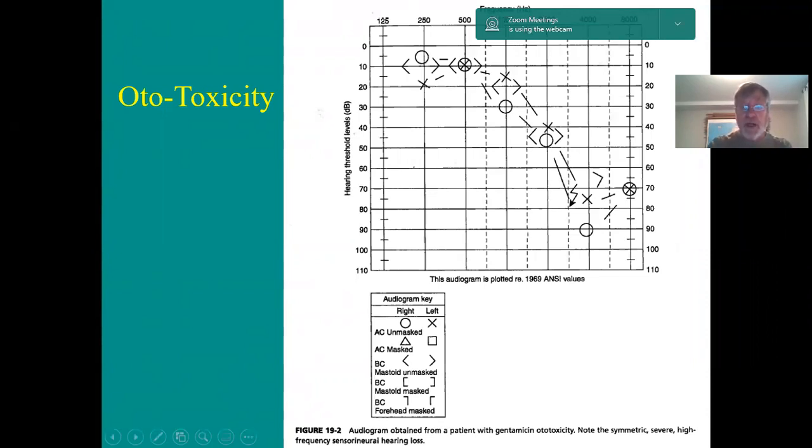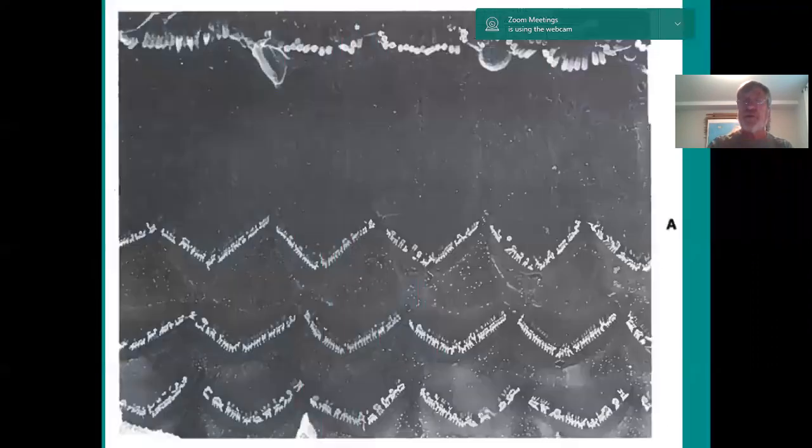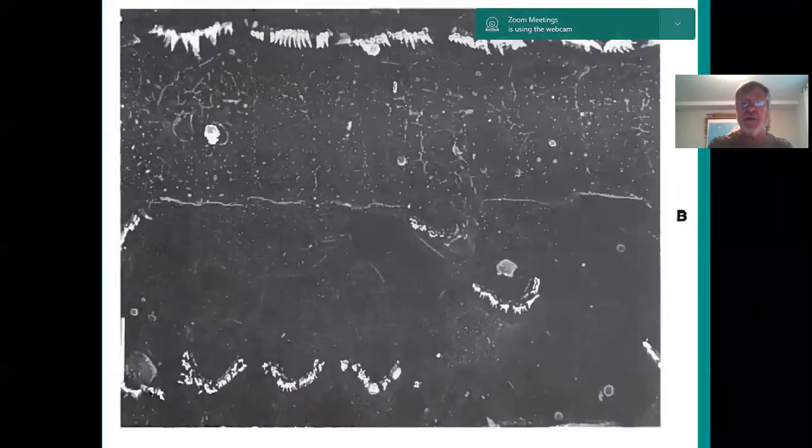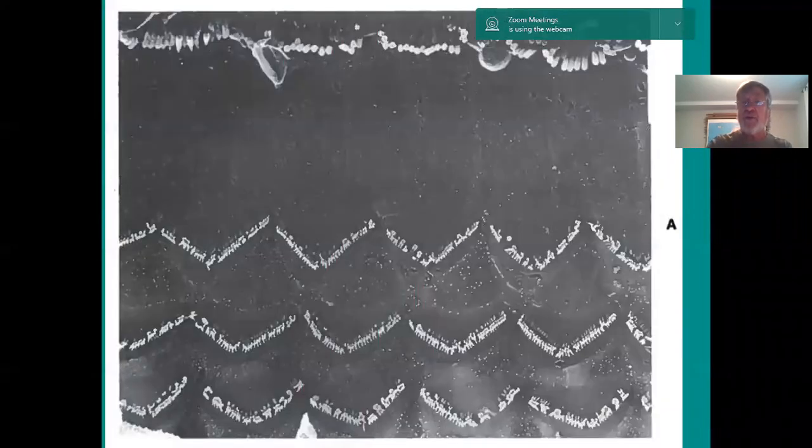Audiogram, read at the bottom, obtained from a patient with gentamicin ototoxicity. Note the symmetric, severe, high-frequency sensorineural loss. And here, you've got normal hair cells, and now you've got ototoxicity. Notice that it affects mainly the outer hair cells again.